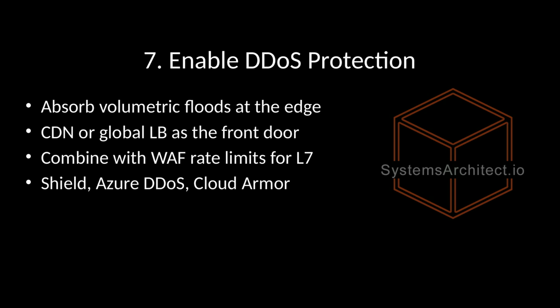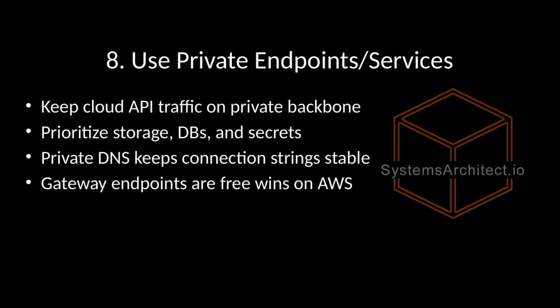AWS Shield Standard covers baseline L3 and L4 free. Shield Advanced adds deeper mitigation, response team access, and cost protection for covered resources. Azure DDoS network protection profiles whole virtual networks. IP protection fits smaller scopes, both with monitor visibility. GCP gives L3 and L4 protection on global load balancers with Cloud Armor, and Managed Protection Plus adds adaptive L7 defenses.